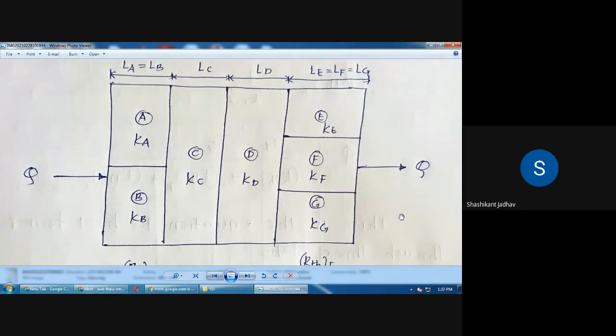And thickness is given. So for layers A and B, thickness LA is equal to LB. For layer C, thickness is LC. And for layer D, thickness is LD. And for layers E, F and G, thickness LE is equal to LF is equal to LG. That thickness of those particular layers is given. LA is equal to LB, then LC, LD, and then for layers E, F, G, LE is equal to LF is equal to LG.